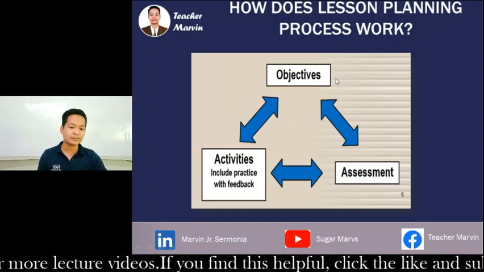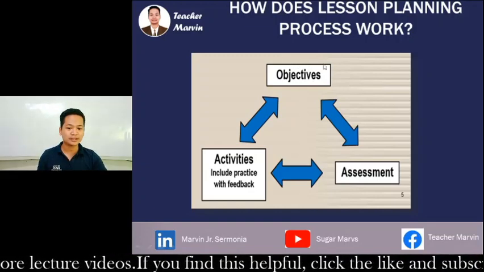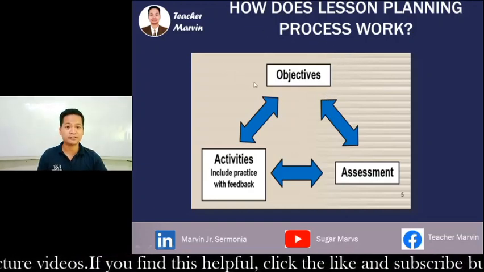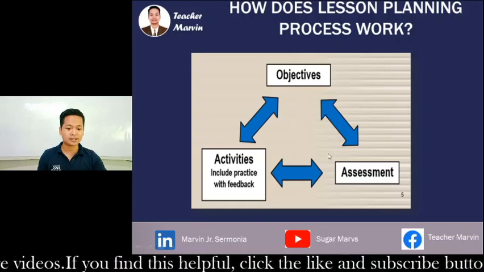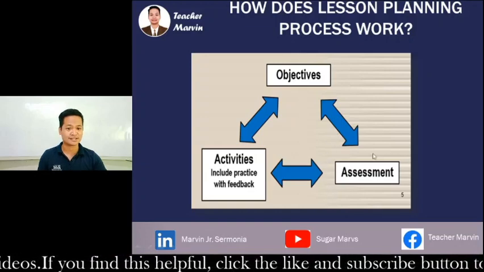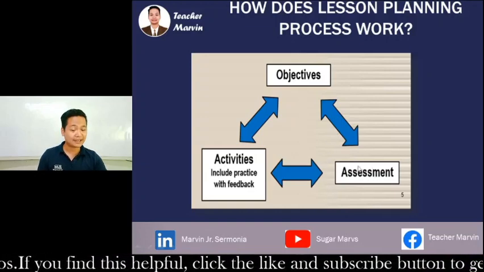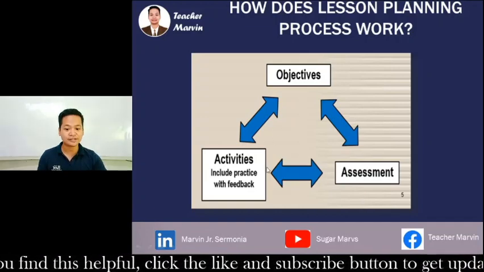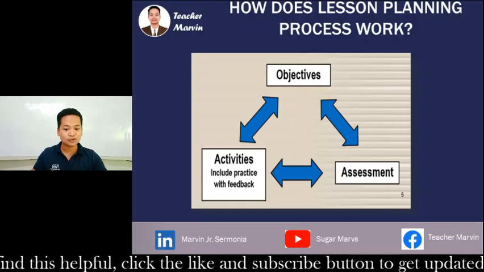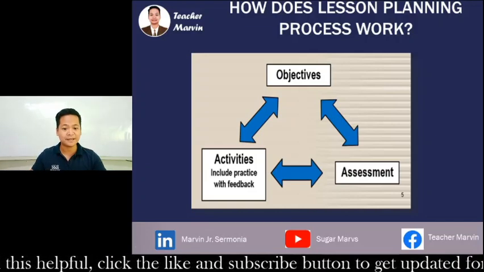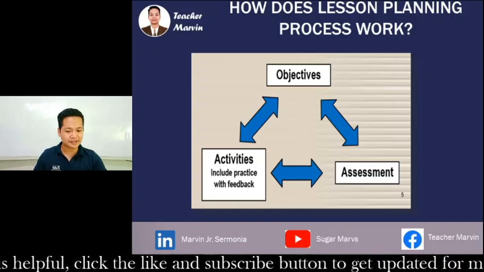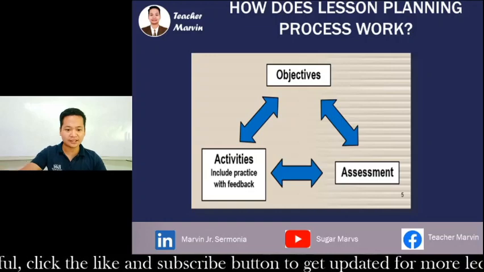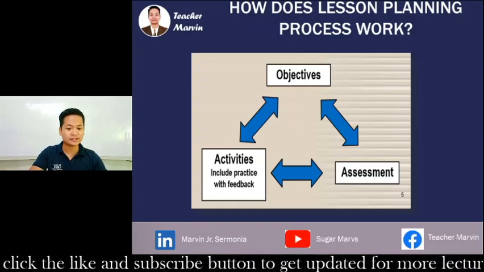Okay? So if you give, for example here, enumerate the different regions in the Philippines, well, dapat magkaroon ka ng enumeration dito sa assessment. Okay? So dapat aligned. Also with the activities. You give activities, okay, in order for the students to have some drills to master the lesson. Okay? So after the activities, you have to expect that they're now more ready to take the assessment so that they can achieve your objectives.